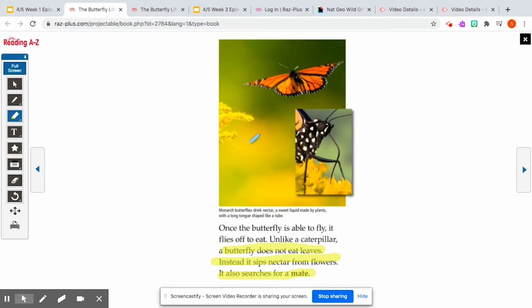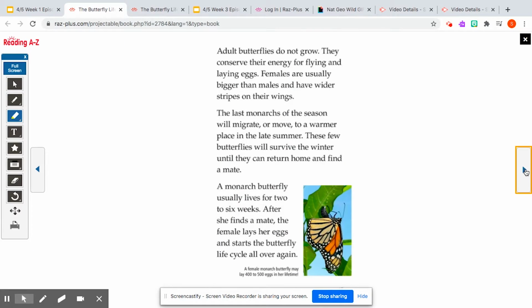Notice too that the author and the illustrator gave us a whole picture of the adult butterfly, and then they also gave a small one. Let's see what the caption says. Monarch butterflies drink nectar, a sweet liquid made by plants, with a long tongue shaped like a tube. There it is right there. It is very long, isn't it? Looks like a straw.